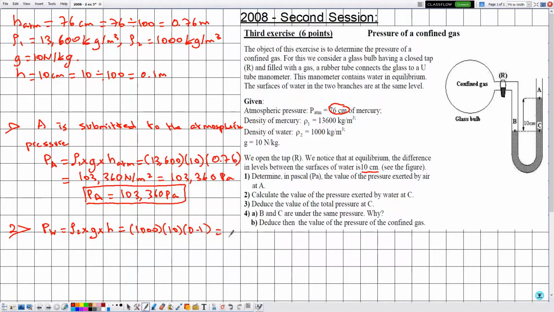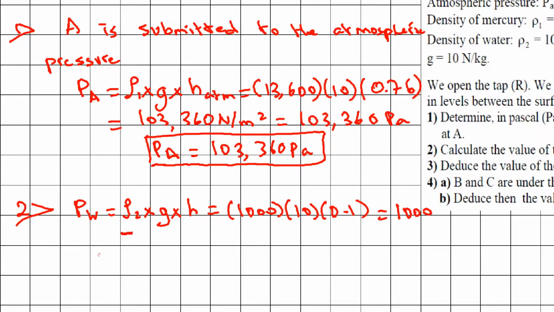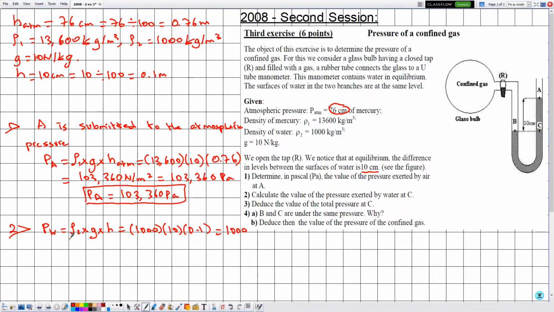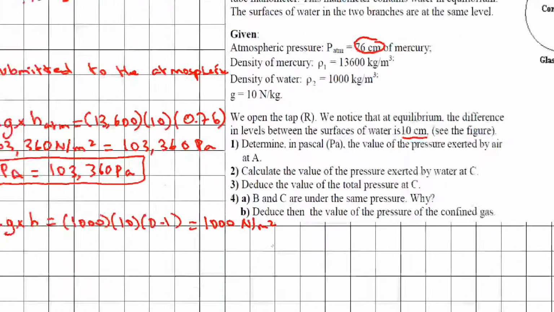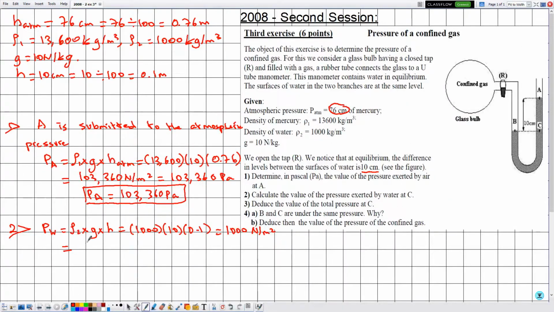Plugging this on the calculator, the value of the pressure of water is given by 1000. Since everything is expressed in the SI, the value of the pressure will be expressed in the SI, which is Newton per meter square. And another unit for Newton per meter square is Pascal. So the pressure exerted by water at the point C is given by 1000 Pascal.